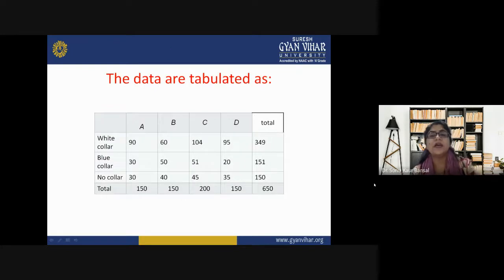Now the data are tabulated as you can see on my screen. This is given to you: A, B, C, D and white collar, blue collar, no collar and total. So you can see how the data is distributed in frequencies.